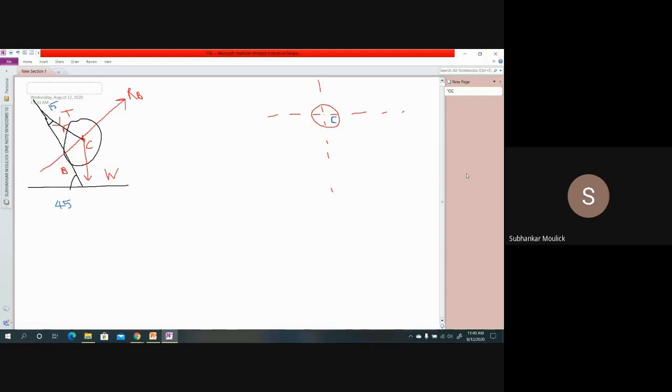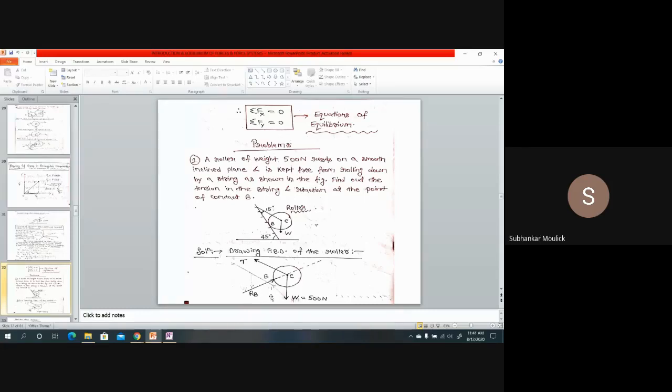So this is my RB, from point C. This is the weight of the roller W acting vertically downward, and this is my tension T. This is the final free body diagram of my problem. Done. Now, what you need to find out in this problem is the tension in the string, this T value, and the reaction at the point of contact B. That means RB, you can find it out.